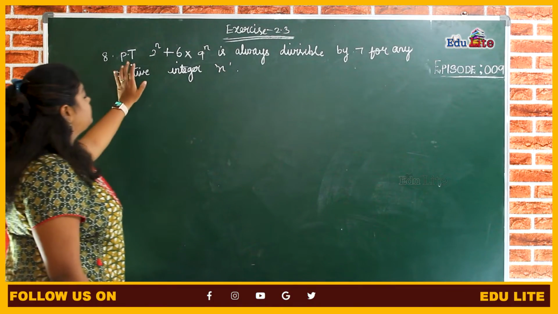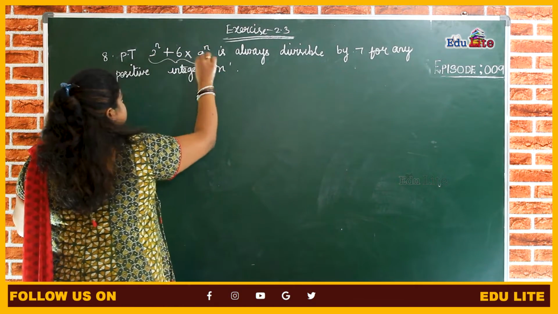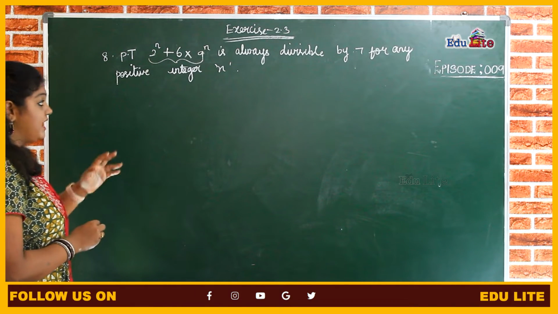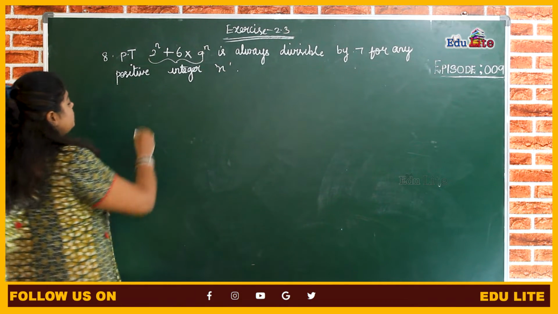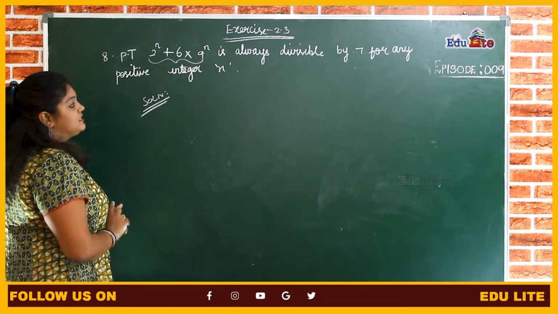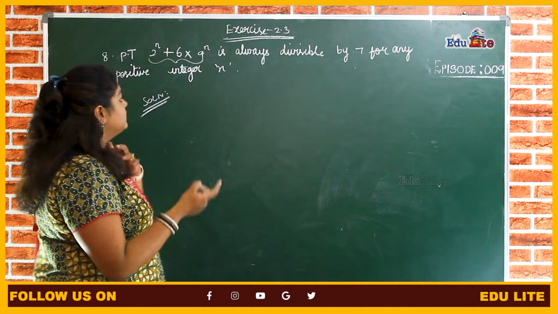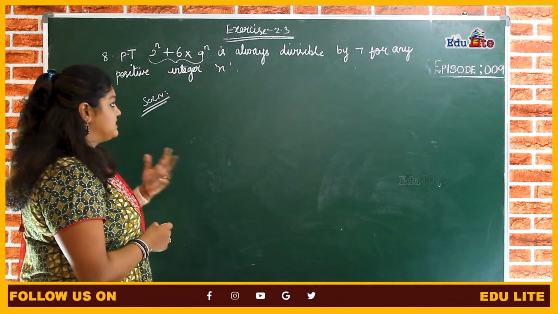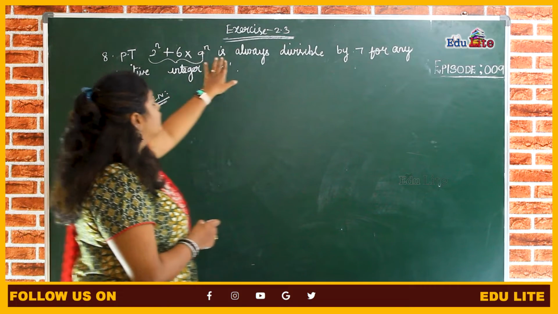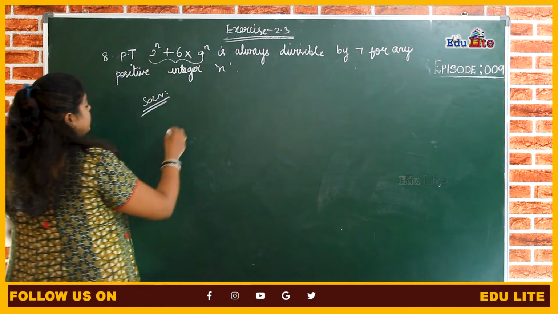The next question is: we have to prove that 2 power n plus 6 into 9 power n is always divisible by 7, for any positive integer n. We have to show it in such a way. First we will take the value 1 for n. If it is divisible by 7, then we will choose the value of n as k, then k plus 1. What does it mean? It will show that it is always divisible by 7 for any positive integer n.